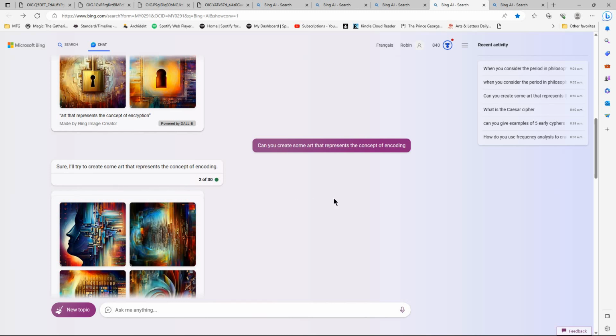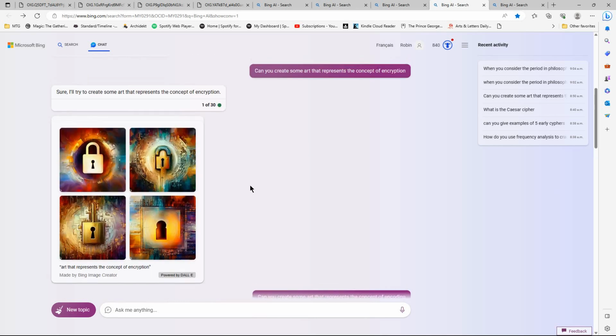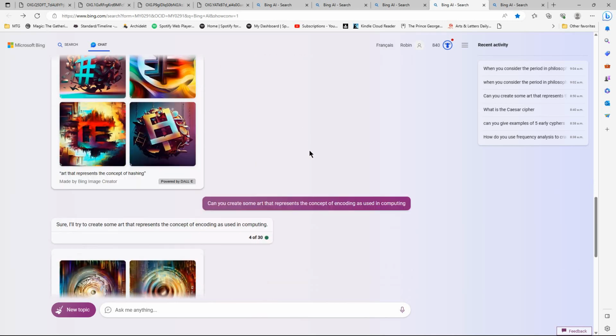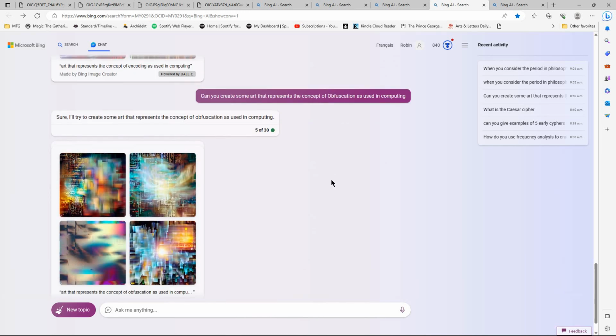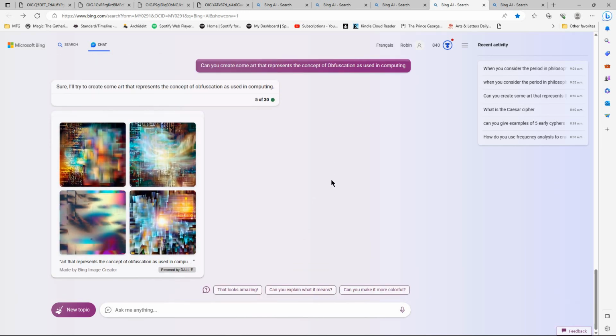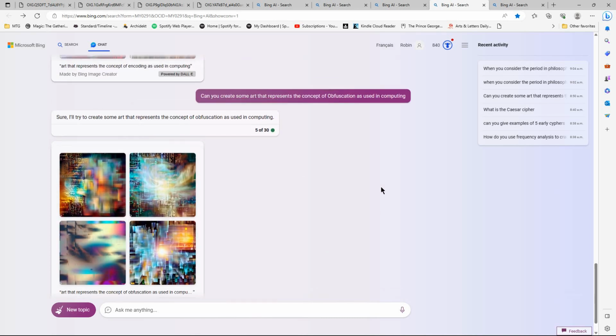But here I did it for this episode, to say, can you create some art that represents the concept of encoding, encryption, hashing? I had a couple of goes at that actually. And obfuscation. So that was quite fun to play around with. And it is interesting to create this sort of abstract art based on a concept rather than a description of what the art should look like.